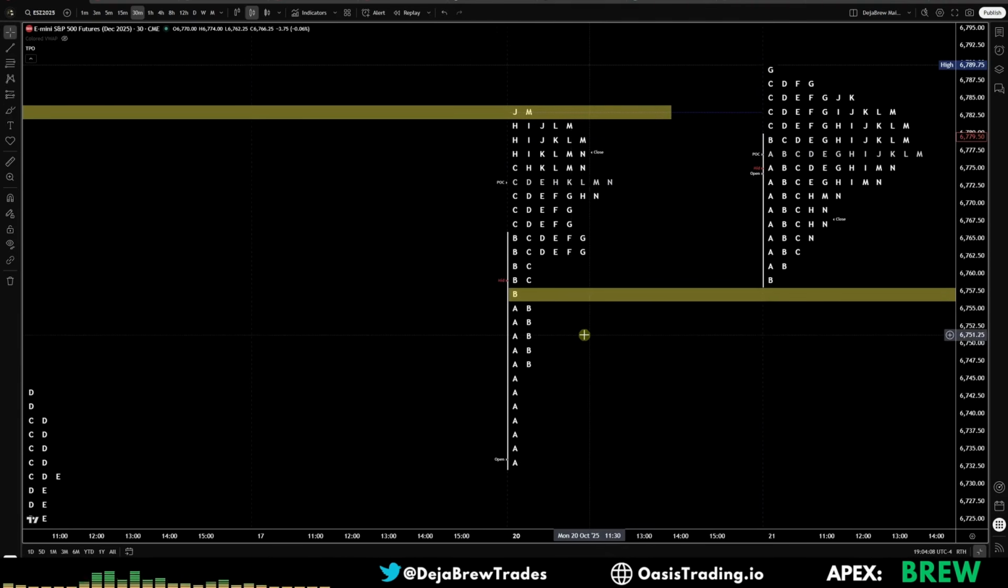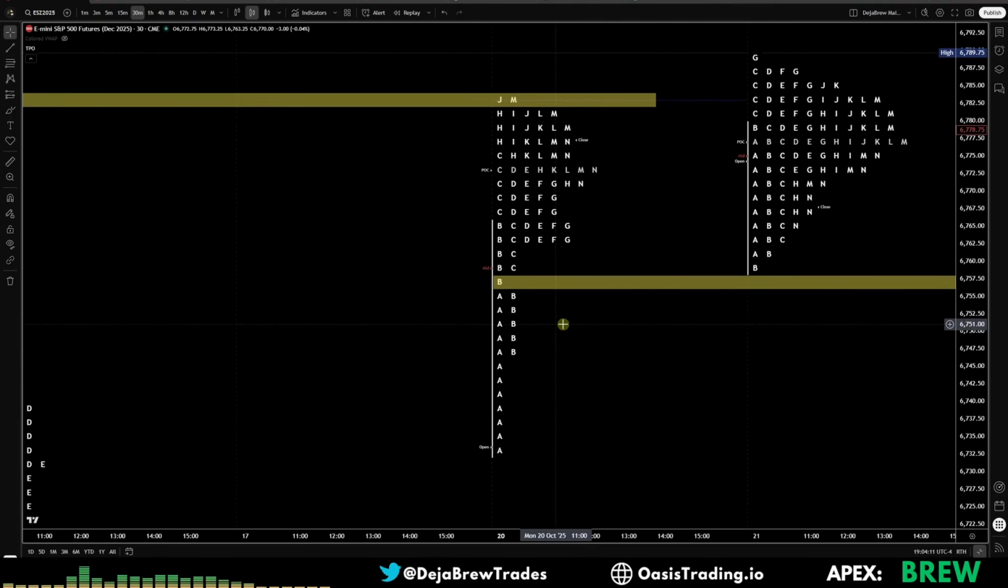So how do we trade single prints? Okay, now we know what a single print is. How do we trade it? Very important. Single prints are not a reason to press the button. They are not a reason to say, oh, there's single prints there, I'm buying. Oh, there's single prints there, I'm selling. No, that's not how it works.